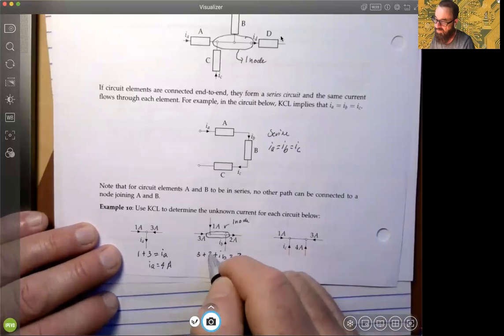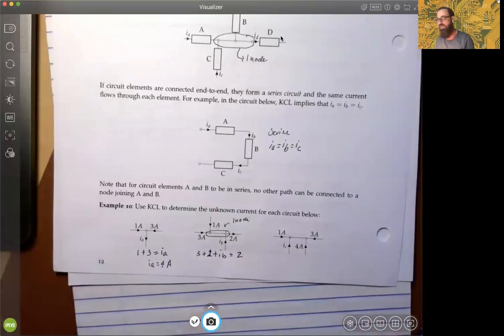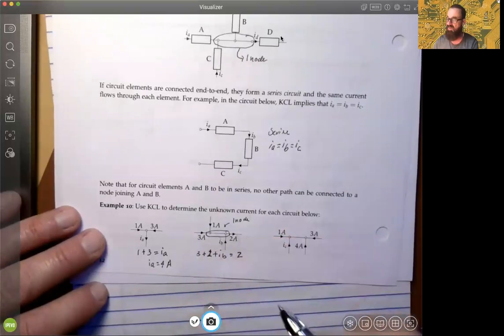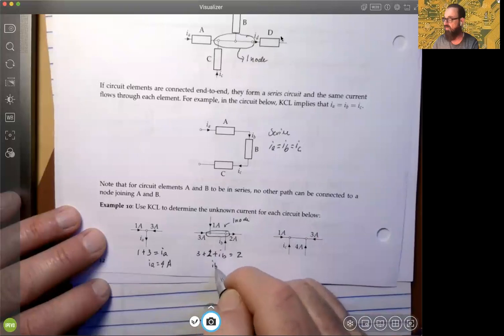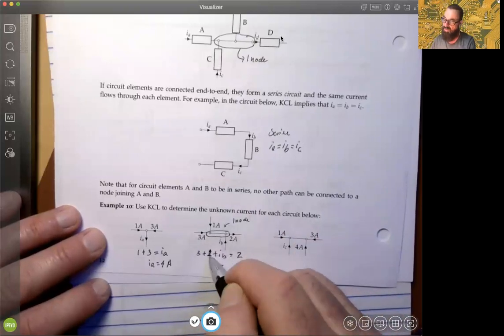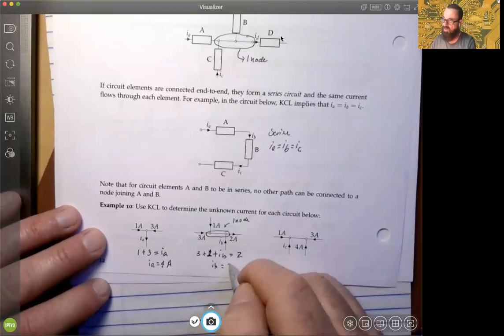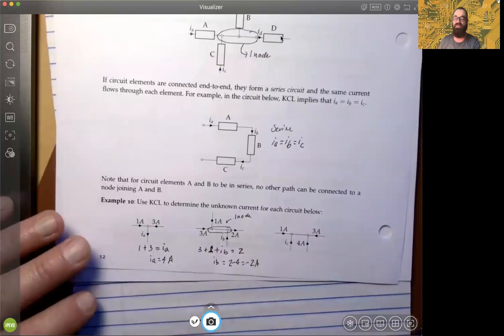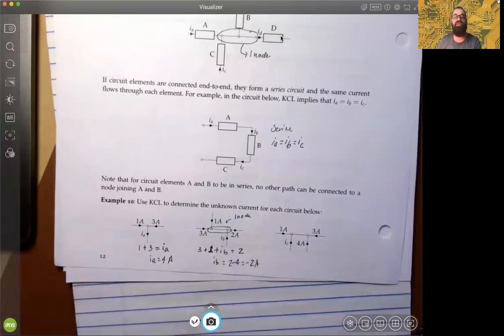Excuse me, this should have been 1, sorry. So we have 3 plus 1 plus IB equals 2. Again, 1's coming in, 3's coming in, IB is coming in, and 2A's out. So if you solve for IB, clearly, 3 plus 1 is 4, so you're going to get 2 minus 4, which is minus 2 amps, okay? So the current coming in here is minus 2 amps, right?